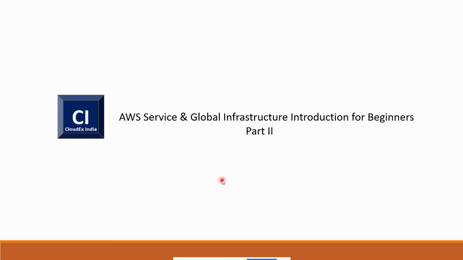My name is Mithlay Singh and today I'm going to talk about the second part of AWS services and global infrastructure. In my previous video, I discussed what the global infrastructure is, how many services are available, how AWS is serving those services among us, and how you can link one service with another.